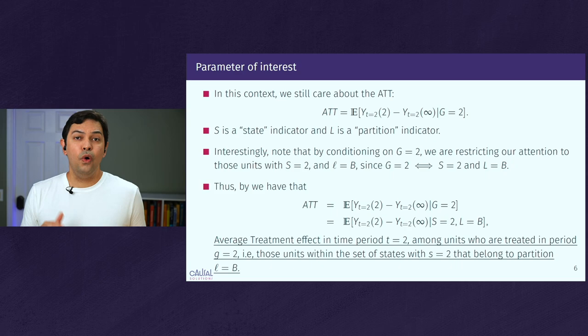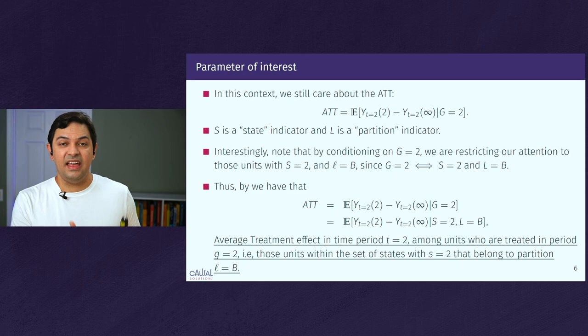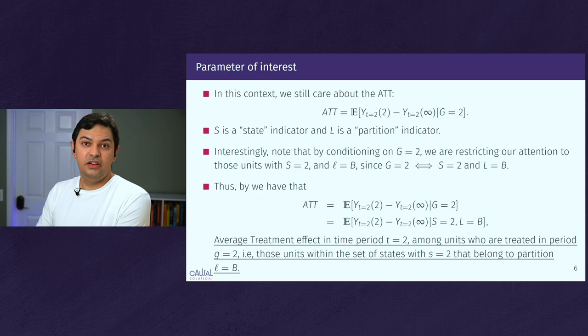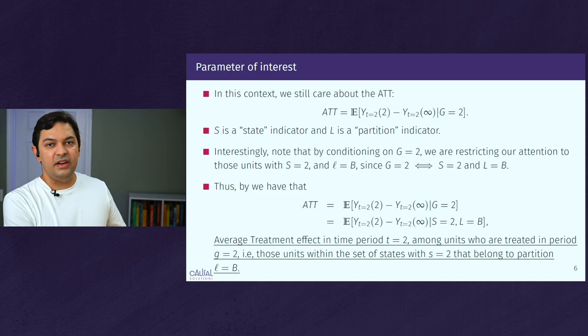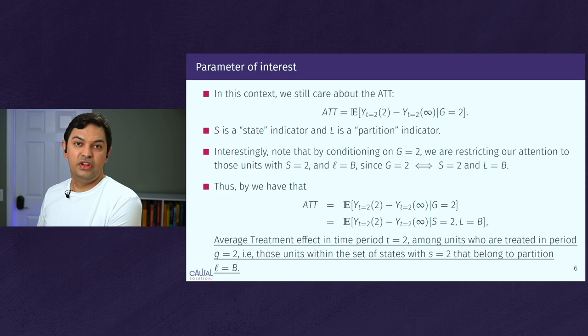In our example, in this context, you're going to have G equals 2 if and only if you happen to belong to a state which has S equals 2, a state which has passed this mandate, and at the same time, you have to belong to the partition which is affected by this mandate, partition L equals B. So you have G equals 2 if and only if you are in a state that has passed this mandate and you belong to the target population of this mandate, L equals B.